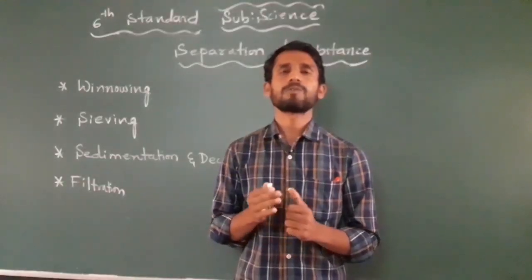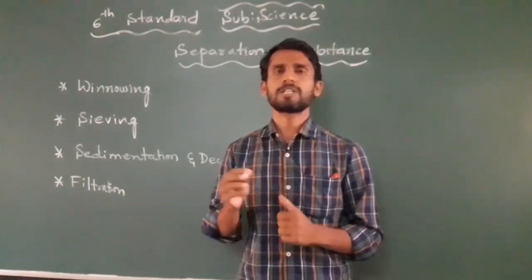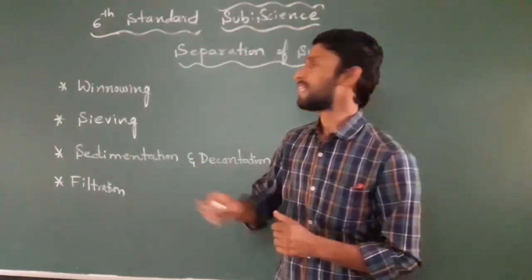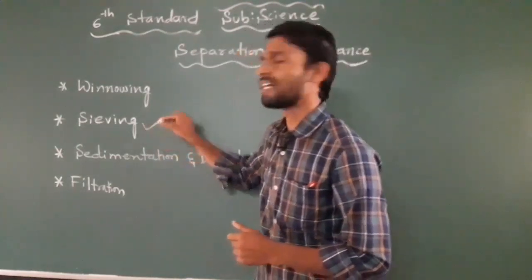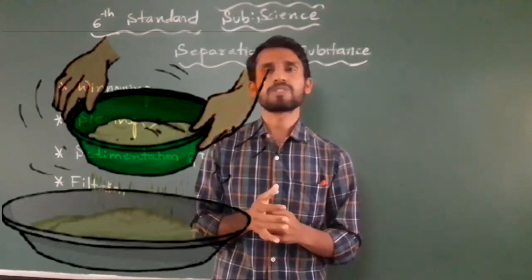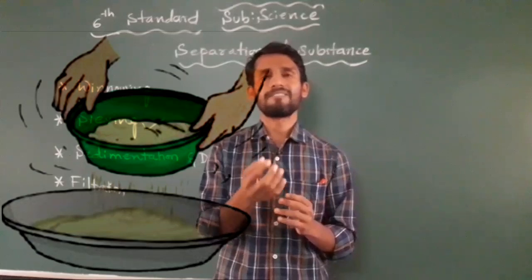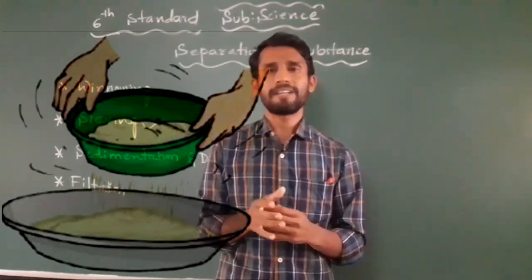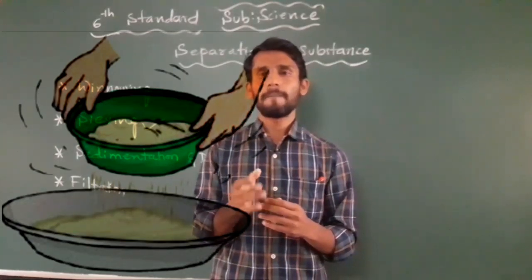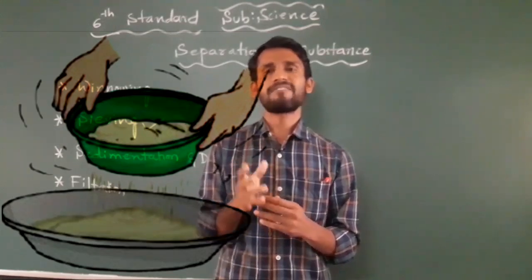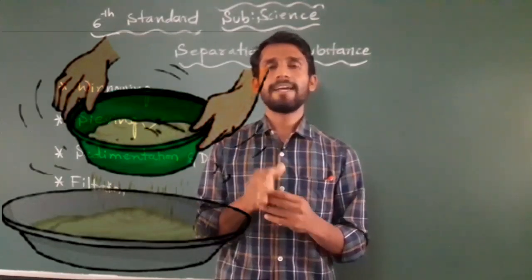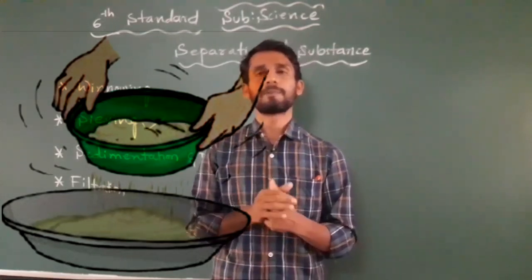Dear friends, you have seen the winnowing process. Next, I am going to take the next method of separation, that is sieving. In the sieving process, the smaller components pass through the pores of the sieve. The larger particles, stones or pebbles or husk, are left behind in it. This process we call the sieving process.